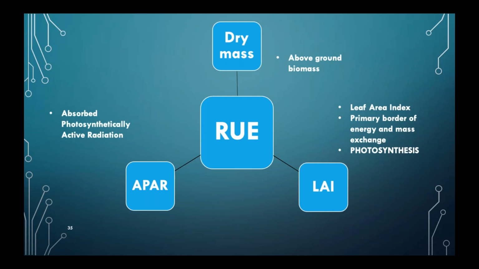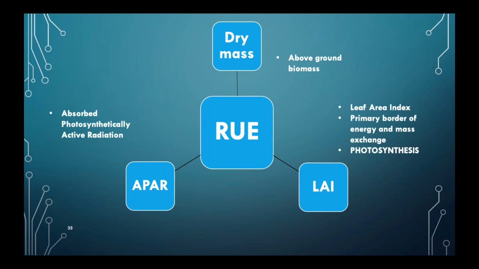Second, we have the leaf area index. The leaf area index is the primary border of energy and mass exchange. This is where everything happens. Photosynthesis, the most important chemical process on Earth. That's where everything is happening. And then when we consider foliar disease, well, it certainly isn't helping. Removing green leaf area does not help with yield at the end.